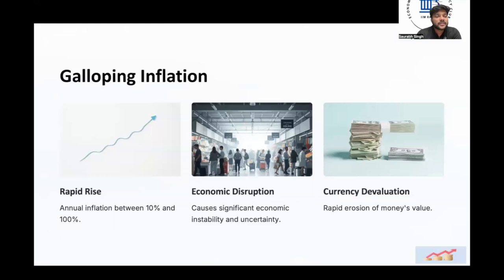Galloping inflation is where inflation is in double digits. So it could be anywhere between 10 to 99%, which is dangerous for an economy. It can lead to hyperinflation in the longer term. It could destabilize the economy. It happens because of currency devaluation or some economic instability where the supply side gets a major shock and there is high demand because of the increase in money supply. But it has not reached a point where it will be called hyperinflation. So a double digit rise in inflation is known as galloping inflation.